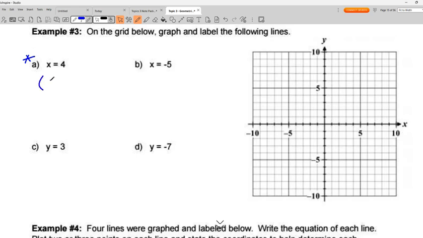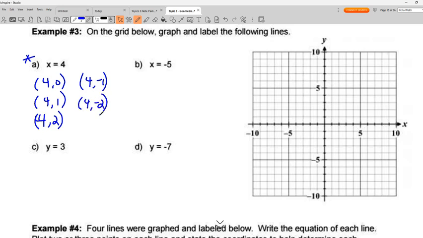So we could say that every x coordinate is 4. We could say that (4, 0) is a point on the line. We could say that (4, 1) is a point on the line. We could say that (4, 2) is a point on the line. (4, -1), (4, -2). Those are all points that are on that line.